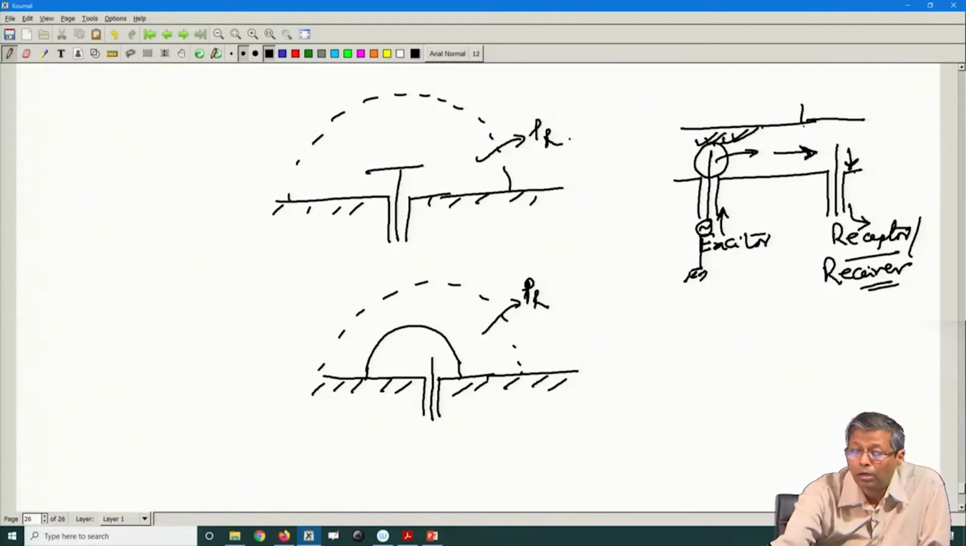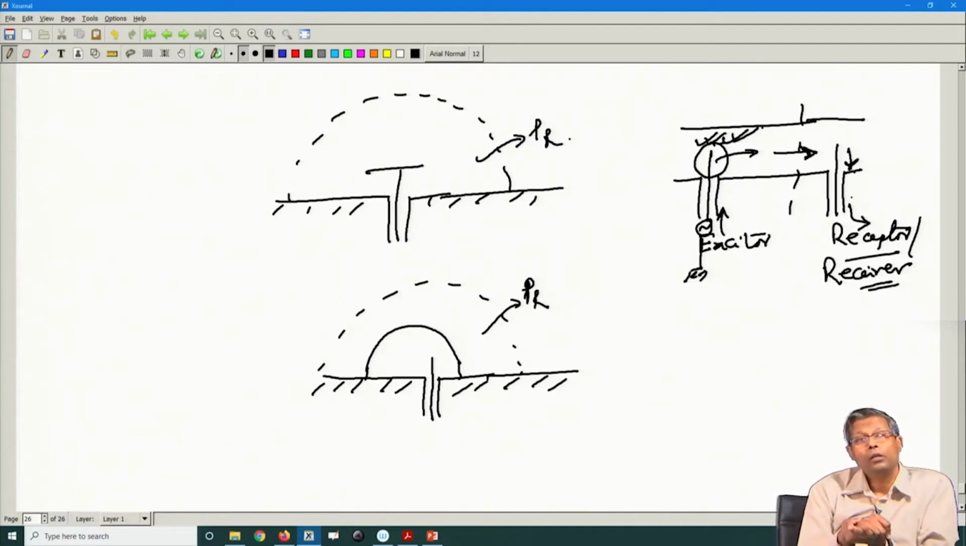And when we are receiving, getting the received power, in order to find out the power received we have to again calculate it using the Poynting's theorem.